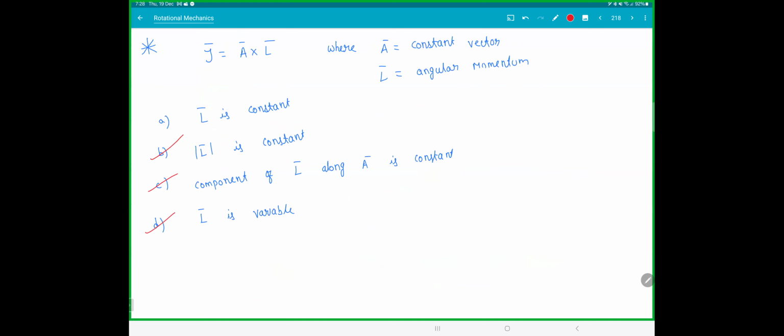B, C, D. Okay. L is also variable, no? Magnitude is constant, direction changes.